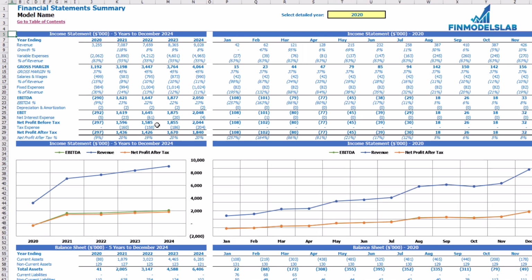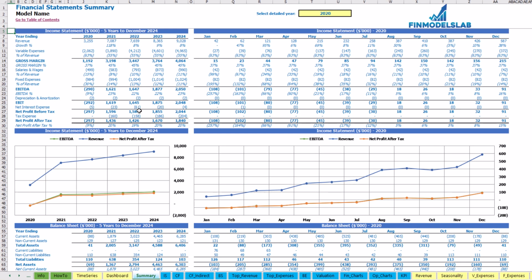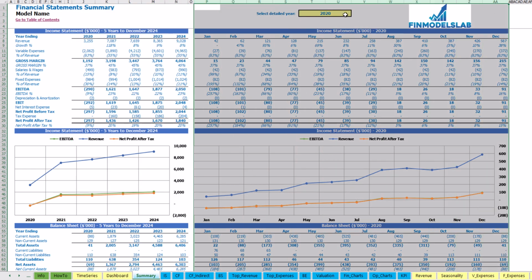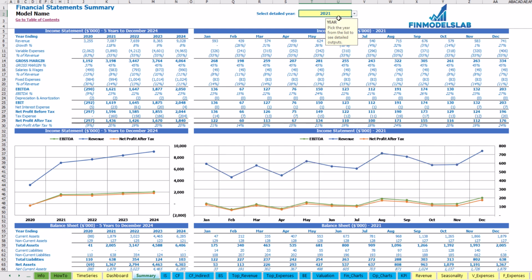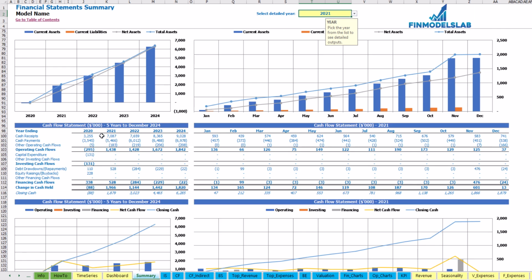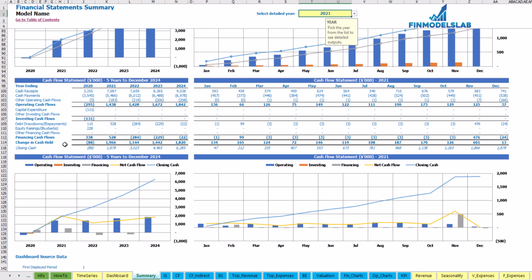On the summary tab, you may see the summarization of all these 3 reports broken down by 5 years, and also the breakdown of one particular year, which you can select here. You may see your income statement breakdown and the main line items on the charts below, your balance sheet in collapsed form and the main line items, and your cash flow statement also in collapsed form and the main line items, which is operating, investing, financing, net cash flow, and closing cash on the charts below.